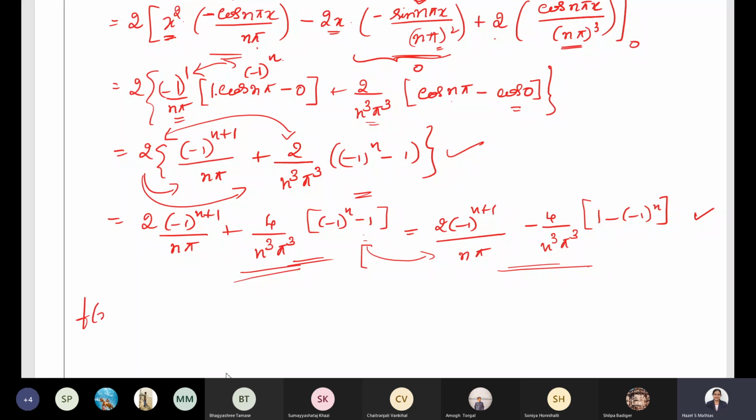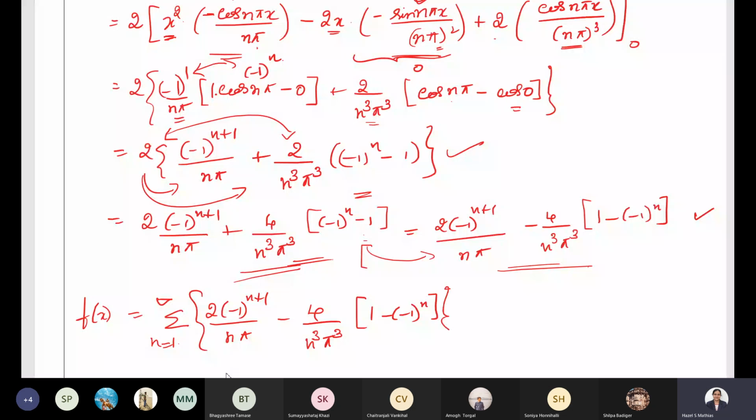Then you write the final step: f of x is equal to summation n equal to 1 to infinity bn. What is bn? 2 into minus 1 power n plus 1 by n pi minus 4 by n cube pi cube into 1 minus minus 1 power n, whole term. This is bn into sine n pi x.